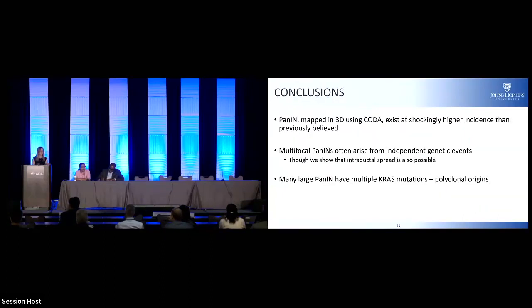So in conclusion, we've shown that CODA can map the incidence, the anatomy of human tissues at single cell level, and it's highly amenable to study of things like Pannin, which can't be seen in diagnostic imaging and can't be labeled specifically using antibodies. By combining with genomics, we show that many Pannin develop independently, but that they can fuse into these massive lesions that we find.